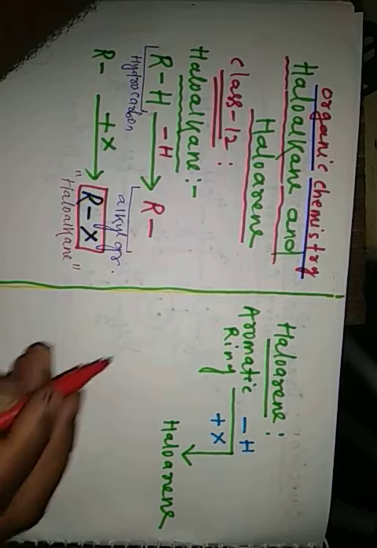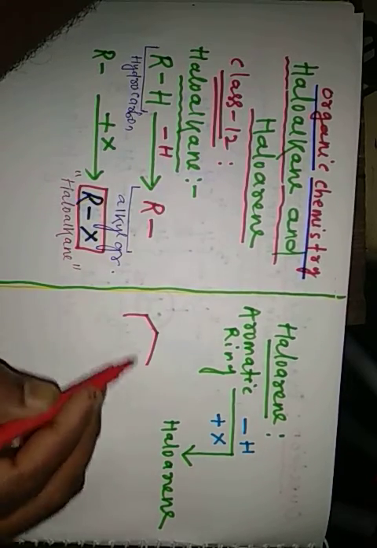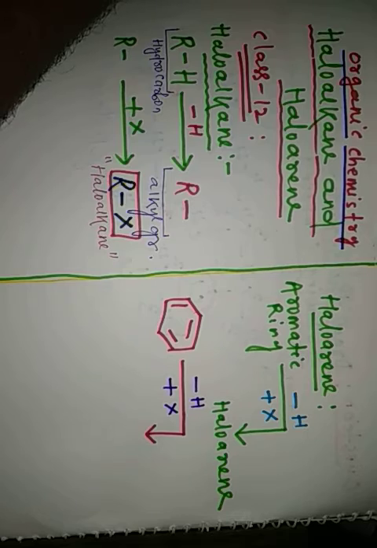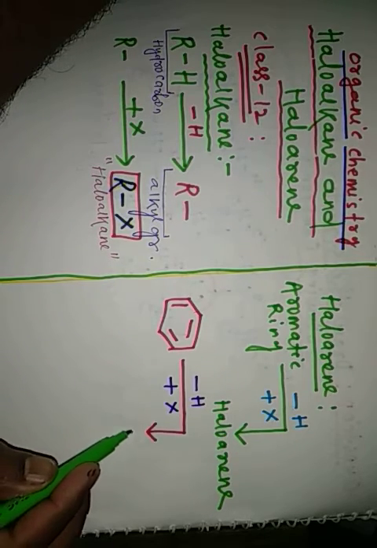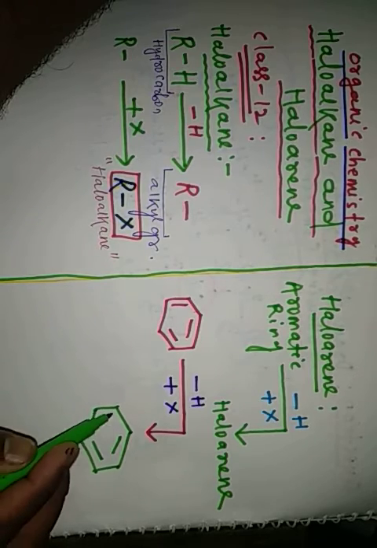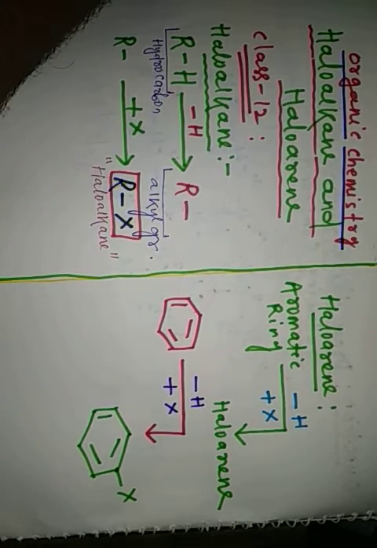Aromatic ring means an aromatic ring like benzene. If we remove hydrogen from the benzene and add a halogen group, it gives haloarene. This is called here haloarene.